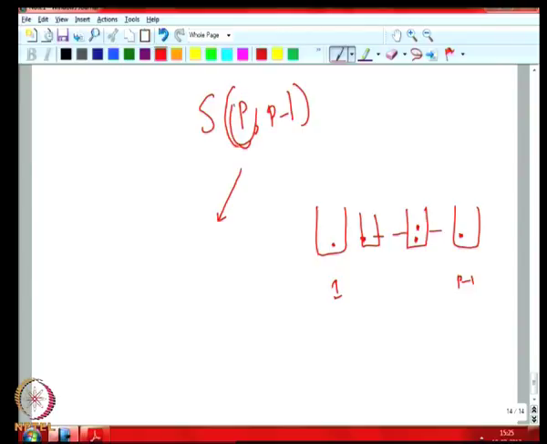So this is a kind of partitioning into subsets, this set of P is to be partitioned into subsets. The kind of partitions we are looking for is P minus 2 singleton sets, and just one 2 element set.